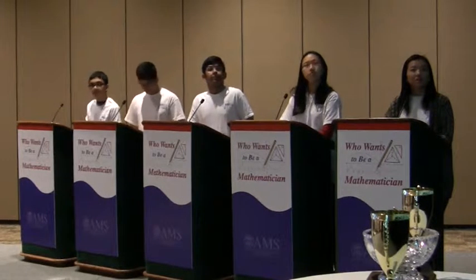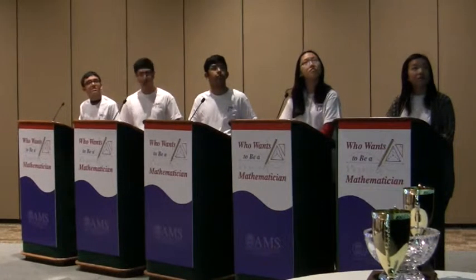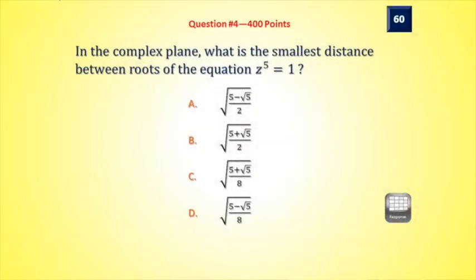Ankan, very good. And so here comes question 4 for 400 points. In the complex plane, what is the smallest distance between roots of the equation z to the 5th equals 1? Is that distance a, the square root of 5 minus the square root of 5 over 2, b, the square root of 5 plus the square root of 5 over 2, c, the square root of 5 plus the square root of 5 over 8, or d, the square root of 5 minus the square root of 5 over 8?